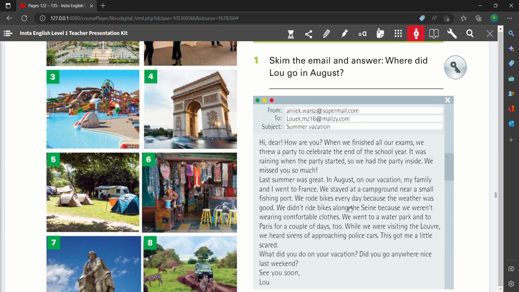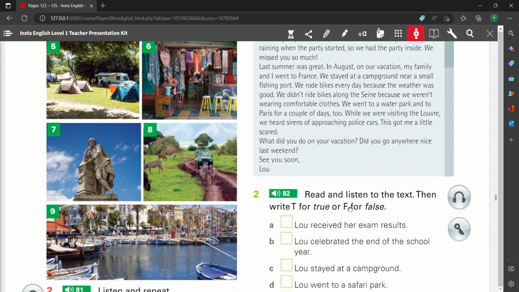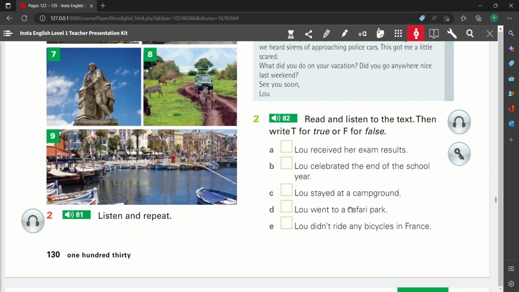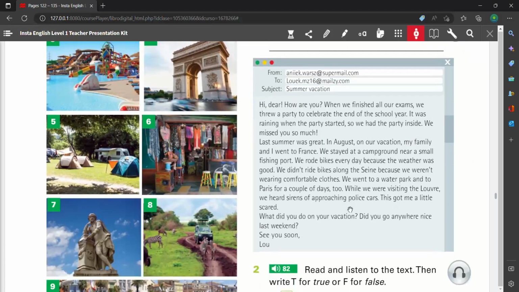And finally, once again, we have this reading activity about summer vacation. Read, please, and answer true or false.